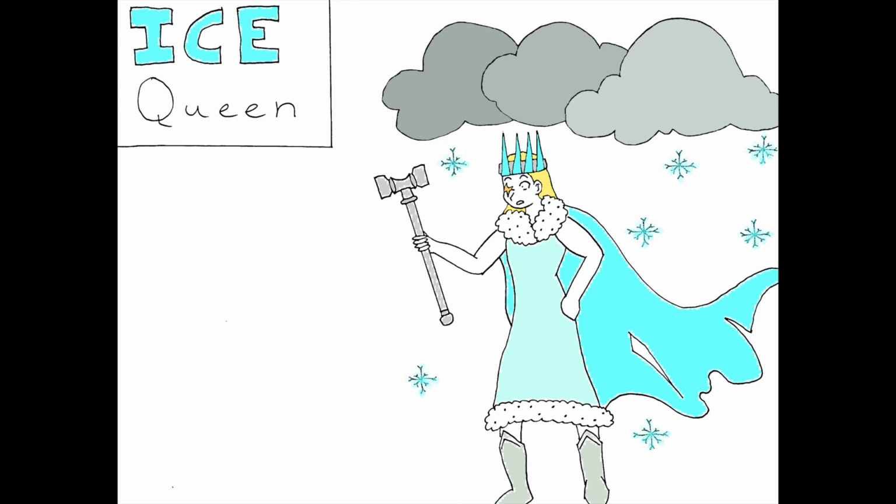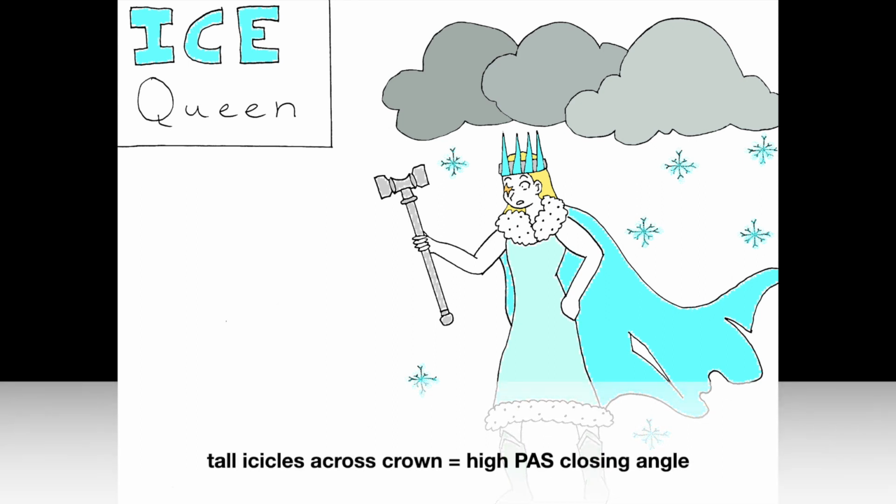But as a memory hook, you can see that this ice queen is wearing a crown, and on these crowns are some very tall, pointed icicles, and that is supposed to remind you of the very, very high rising PAS that are growing across that angle, just like those icicles are across the headband of her crown.